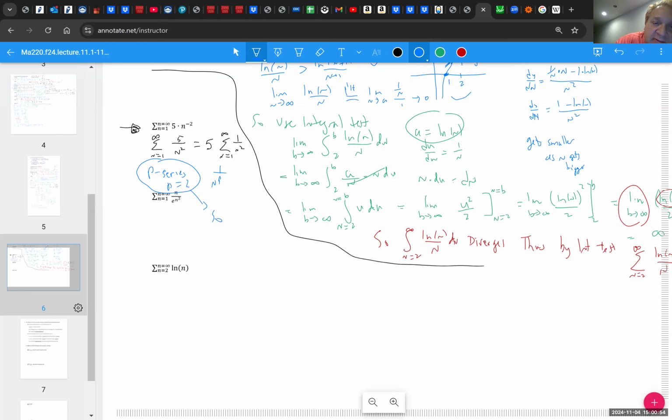So the series, n equals 1 to infinity, of 5 times n to the negative 2, it converges by p-series test, and our p-value is 2.